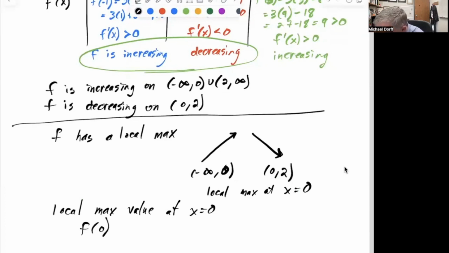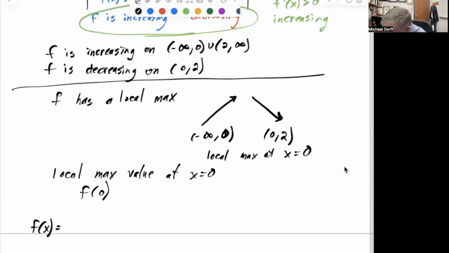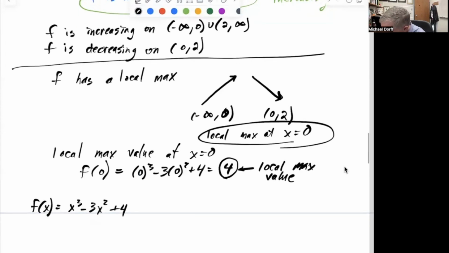All right. Again, my original function, just for reference here, since we don't have it on this page, was x cubed minus 3x squared plus 4. So f of 0 would be 0 cubed minus 3 times 0 squared plus 4, which is going to equal 4. So there's my local max value. And that occurs at x equals 0.